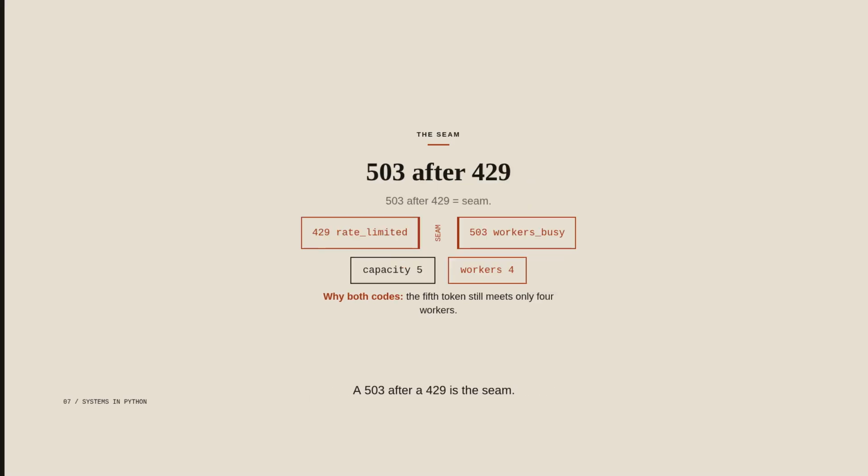A 503 after a 429 is the seam. The bucket let a request through, and the pool was already full. Capacity 5 into 4 workers leaves one request that spends a token and still hits workers busy. Both codes in one run mean the limiter and the pool are not the same size. The 5th token is the extra admission, and the 4th worker is already held.